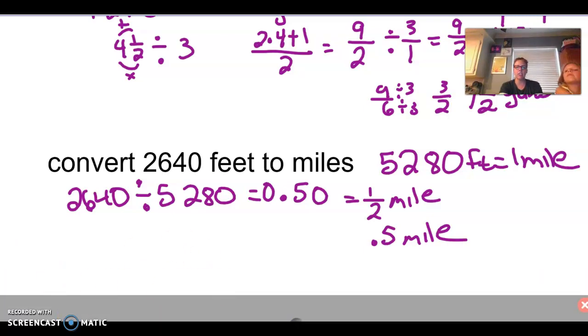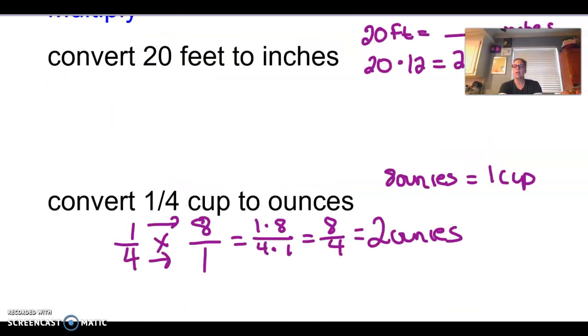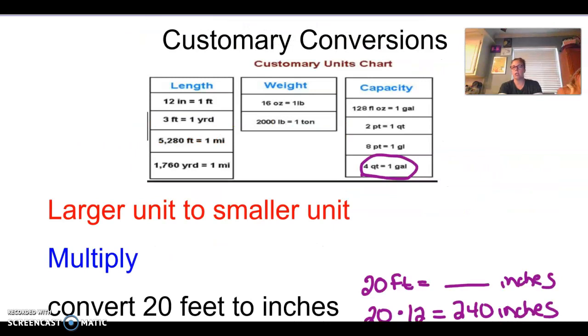So the biggest things you need to remember, if you're going from smaller to larger, you divide. If you're going from larger to smaller, you multiply.